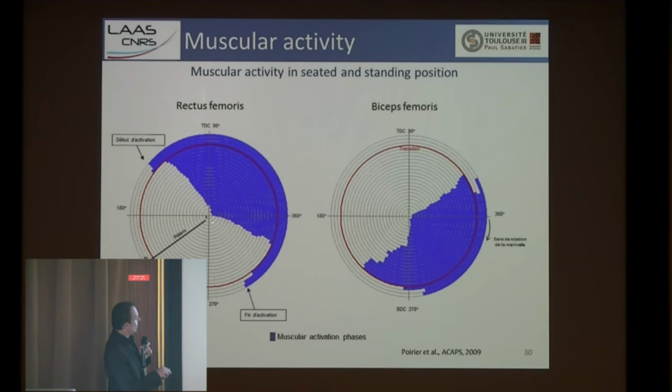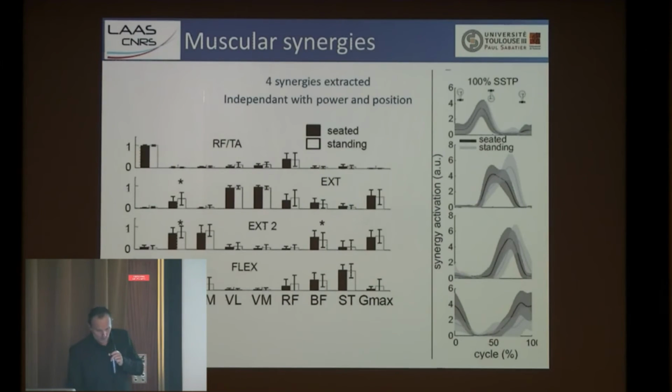Concentric circles are the increase of the power, and the red one is the spontaneous transition from the seated to the standing position. And we can see that, for example, here the rectus femoris, the time of activity of the muscle increases in a standing position. It's the same for 8 of the 9 muscles observed here. Only the biceps femoris has a decrease of activity.